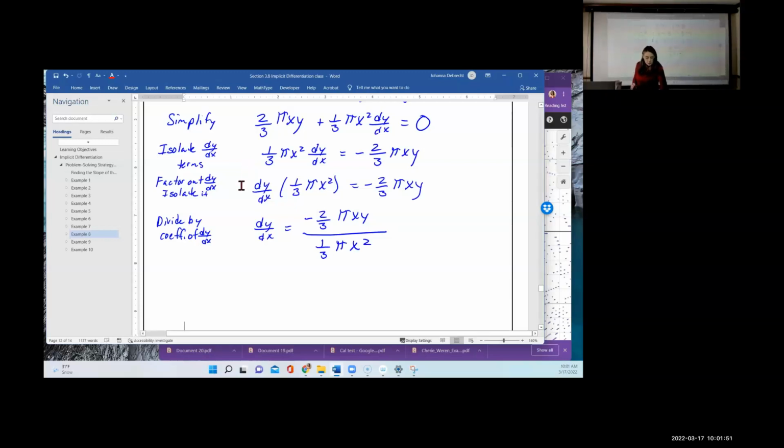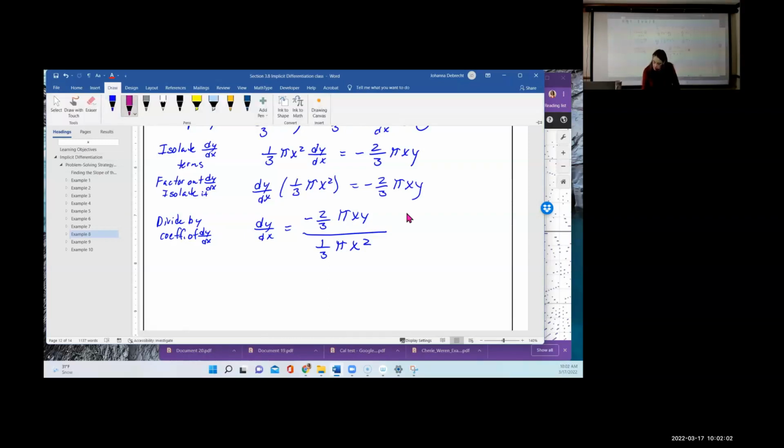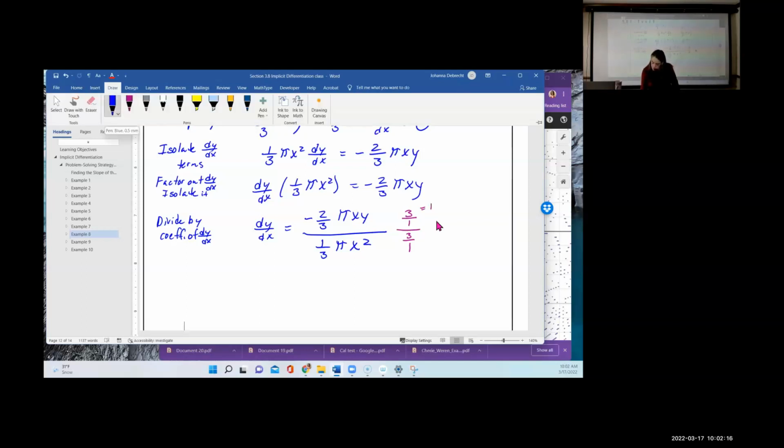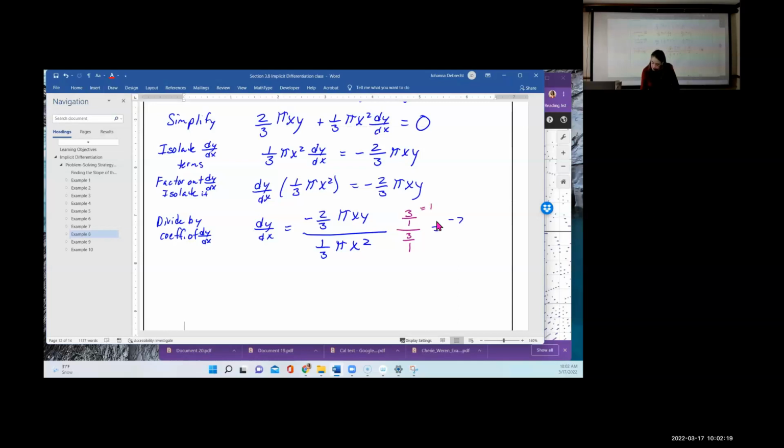Right? Now we need to do a little bit of algebra to clean this up because we've got some common factors here. One thing I could do is multiply both the top and the bottom by 3/1 over 3/1. That is equal to 1, but it will get rid of the 1/3 factor. So when I multiply by it, I get negative 2 pi xy in the numerator and 1 pi x squared in the denominator. The 3's will cancel and go away.